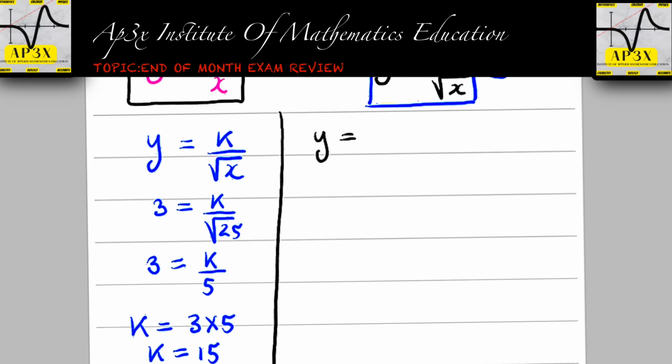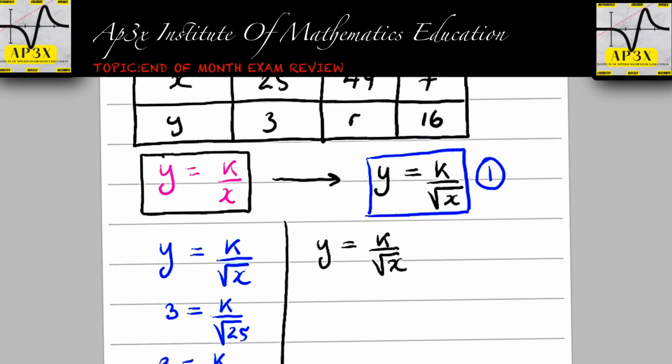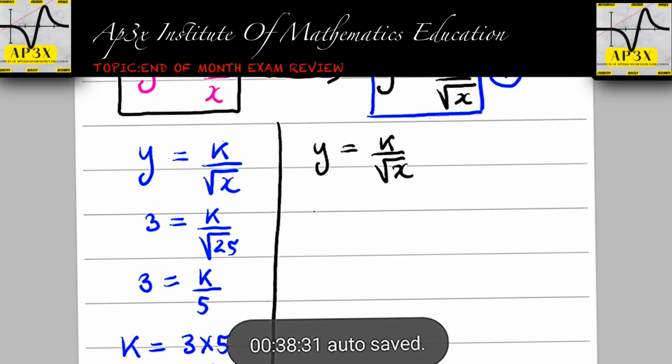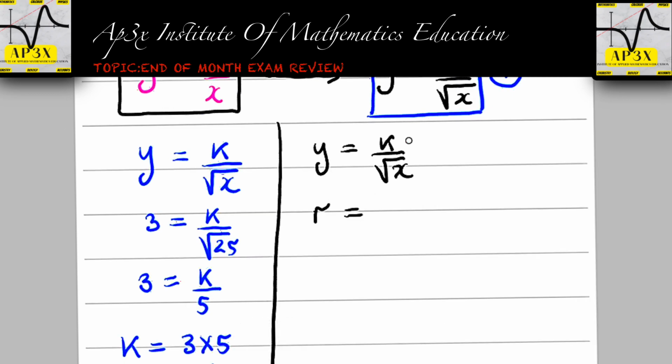So y is equal to k divided by the square root of x. Always write your formula to start a new question. So therefore, we're looking at column 2 where x is 49, but the variable y is now being represented by r. So since y is being represented by r, r is then equal to k, which we just calculated to be 15, divided by the square root of x, which in this case is 49. So this is equal then that r is equal to 15 over 7.